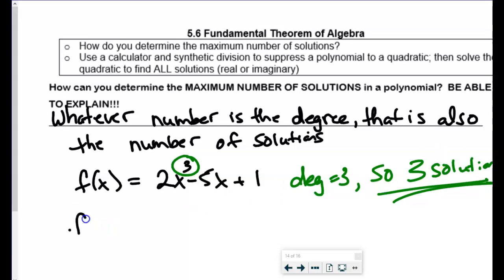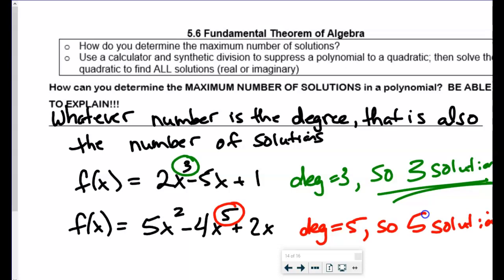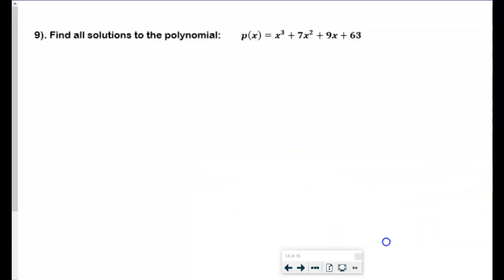Another example, I'm going to mess it up, make it kind of weird, so be careful here. This function, now remember the degree by definition is the highest exponent. This is a degree 5, so it could have as many as 5 solutions. So this time on the test, I want you to be able to explain how many solutions it has and why you know that.